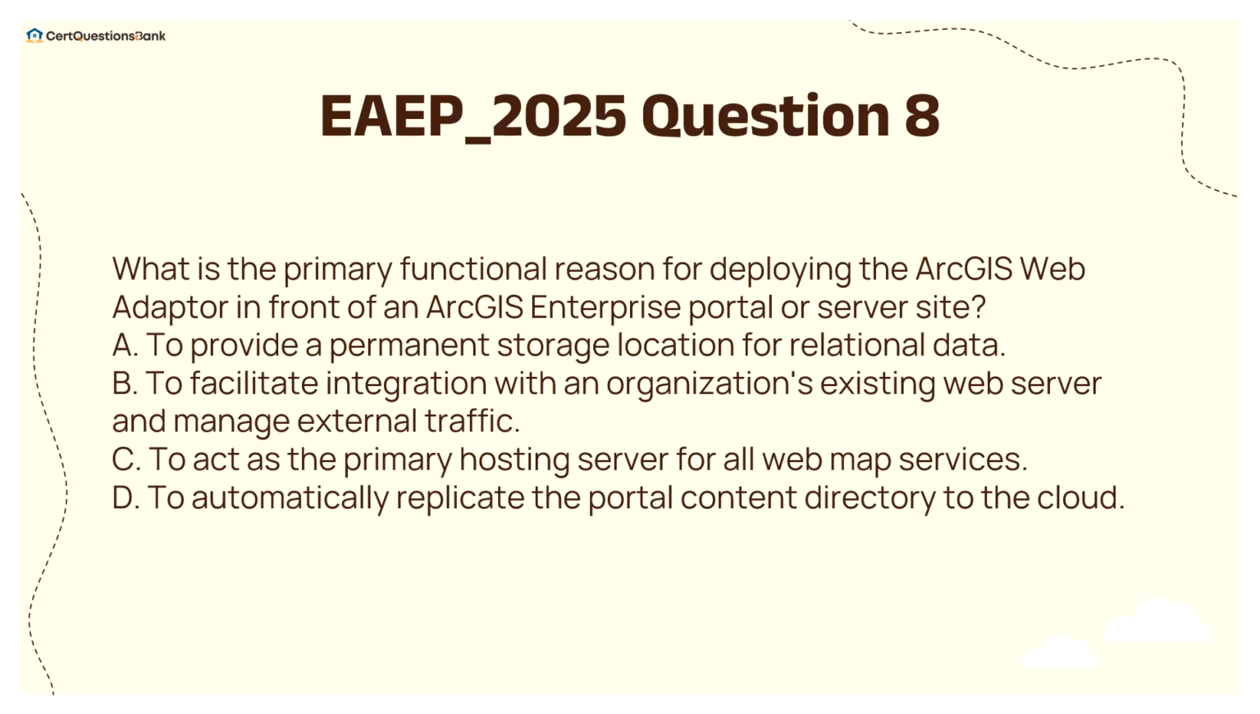What is the primary functional reason for deploying the ArcGIS Web Adapter in front of an ArcGIS Enterprise portal or server site? A. To provide a permanent storage location for relational data. B. To facilitate integration with an organization's existing web server and manage external traffic. C. To act as the primary hosting server for all web map services. D. To automatically replicate the portal content directory to the cloud.